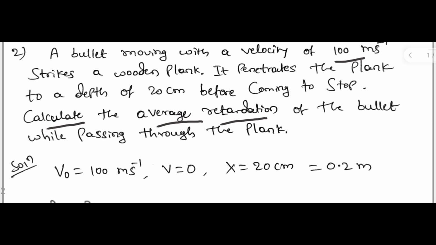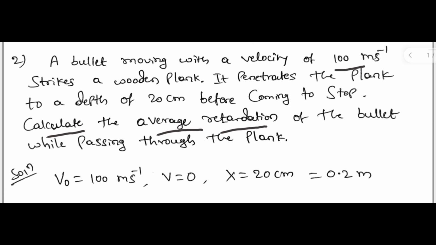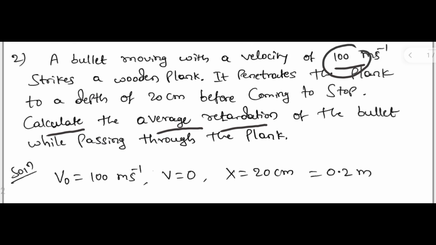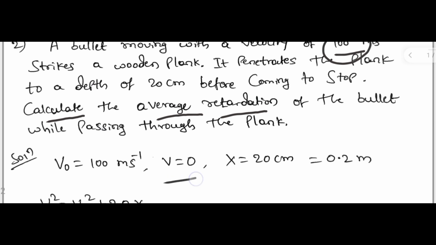First write down the given data. The initial velocity, when firing starts, the bullet is moving with a velocity of 100 meter per second, that is v naught. When it reaches the wooden plank and covers a certain distance, the velocity is 0, because the bullet comes to rest. And the distance it travels is 20 centimeter inside the wooden block.